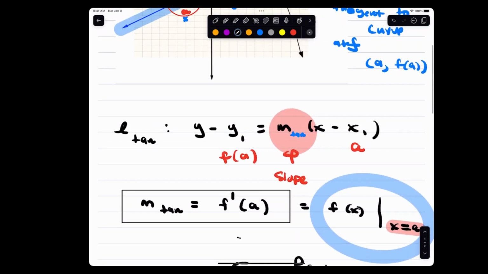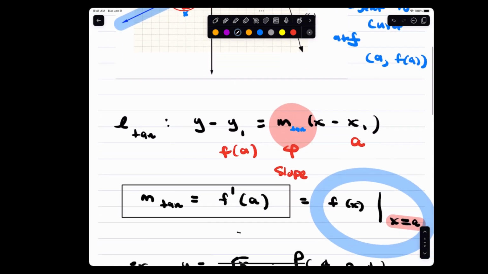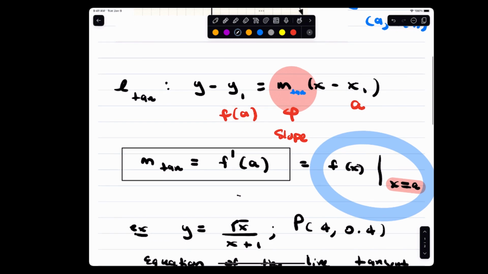So this is the geometry, and this is the geometry in the algebra. They give you a nice curve. You want the equation of the line tangent to the curve at the point. This is the equation they're looking for. That's from beginning algebra.